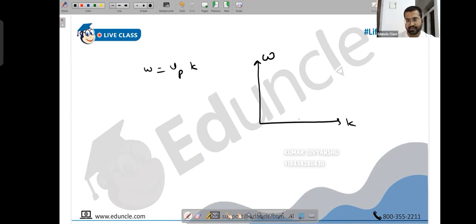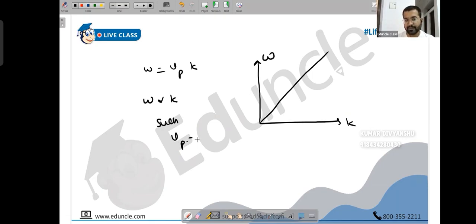Omega versus k, a straight line passing through origin. Vp is constant. Vp is not changing. As k increases, omega increases. As k decreases, omega decreases. Here, omega is proportional to k, such that Vp becomes constant. People, Vp is constant. It means particle velocity or phase velocity, whatever, phase velocity. I'm using the word phase. I want to confirm later whether it's particle or not. I'm not sure about it, like I said.